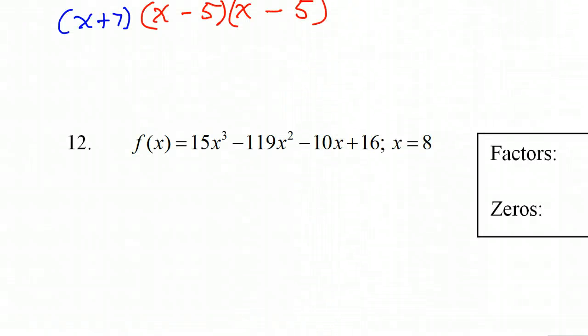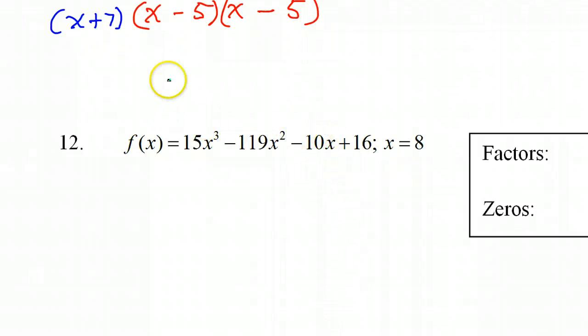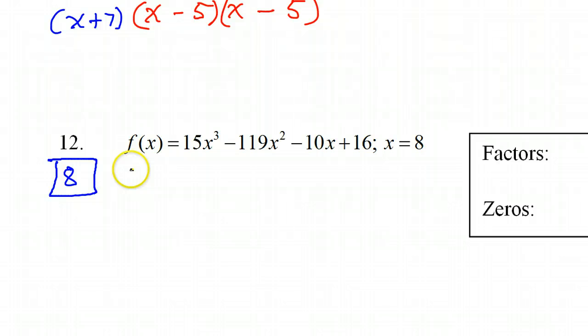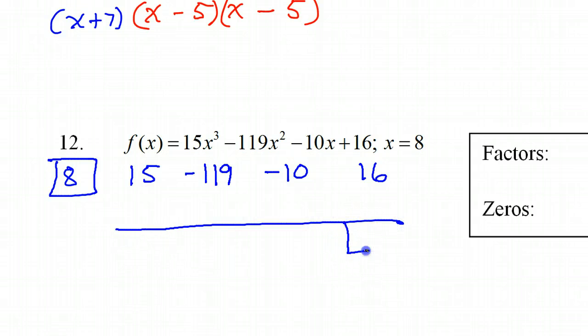Okay, looks like this is the last one. All right, last problem. One more. Okay, we have a 0 of 8. So 8 goes in the box. All right, 3, 2, 1. Okay. So I've got 15, negative 119. Huh, big number. Negative 10, 16. Bring down the 15.